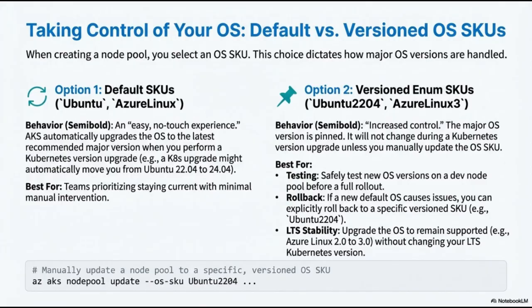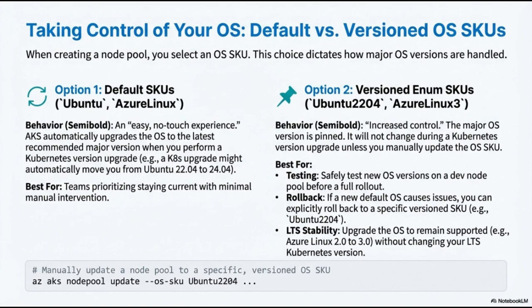When you perform a Kubernetes version upgrade, AKS automatically moves the OS to the latest recommended major version. For example, transitioning you from Ubuntu 22.04 to 24.04. This is the best choice for teams that want to stay current with minimal manual intervention.